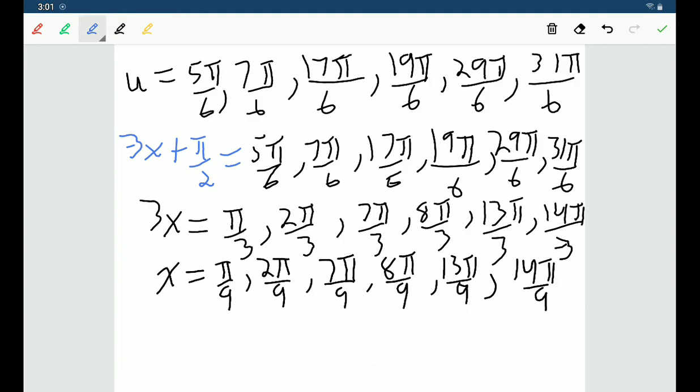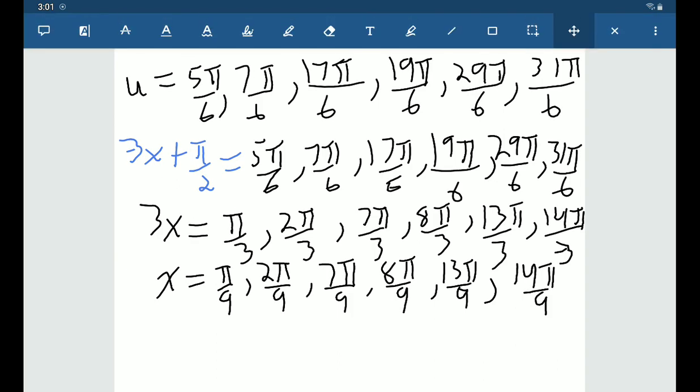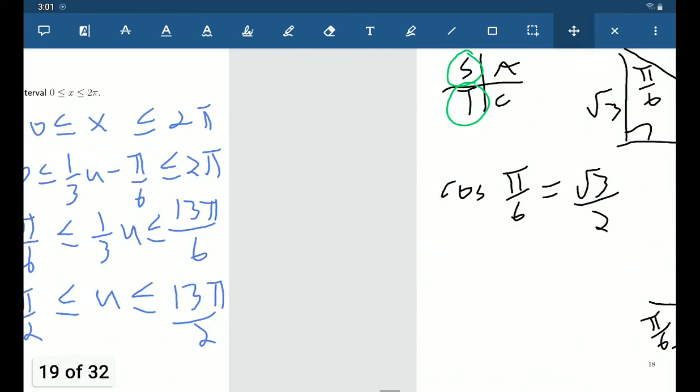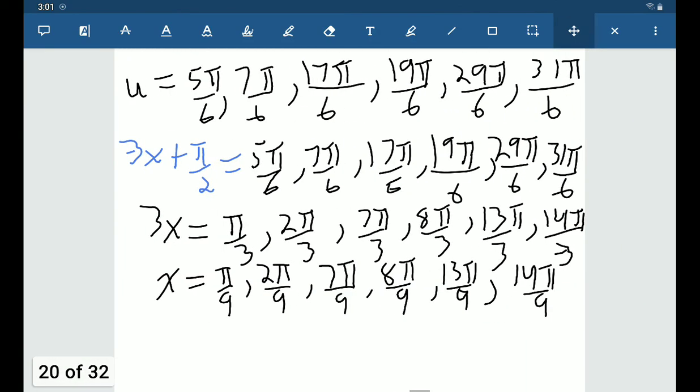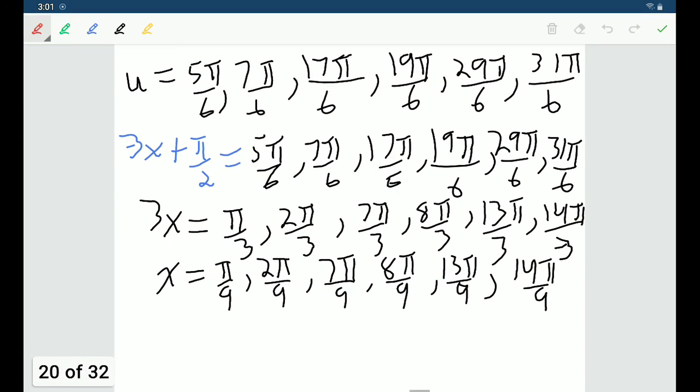So we now have our 6 solutions, and you can check that these 6 solutions are indeed in the interval for x. Remember that the interval for x was supposed to be angles between 0 and 2 pi, and these numbers all are. 2 pi is the same thing as 18 pi over 9, so we're definitely less than 2 pi, and certainly more than 0, so these are all solutions in the interval for x that we were looking for.